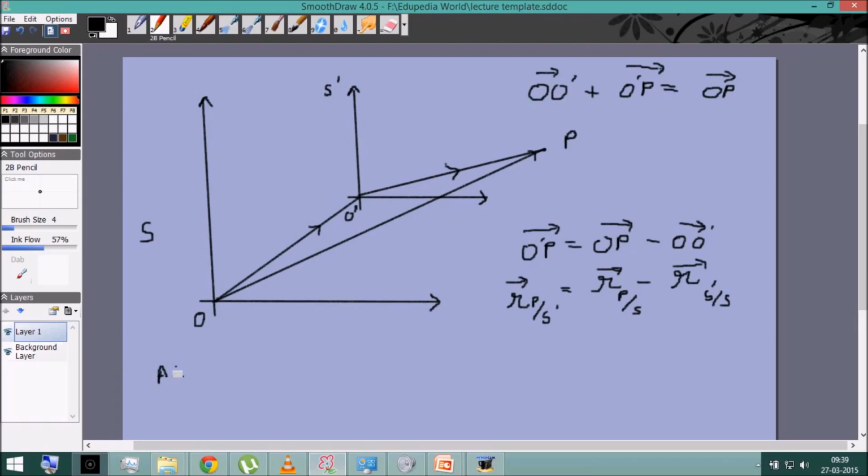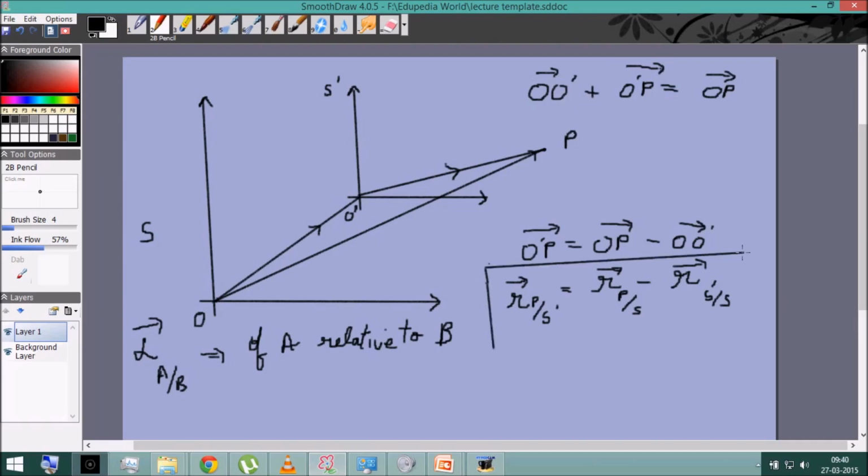When I am writing a vector alpha of A slash B, it could be anything: position, velocity, acceleration. Of A with respect to B, it means of A relative to or with respect to B. So R of P slash S dash is just another way of writing the position vector of P in the frame S dash. That is equal to the position vector of P in the frame S minus the position vector of S dash in the frame S. This is the holy grail. This is the formula from which we'll be able to solve every question related to relative motion.